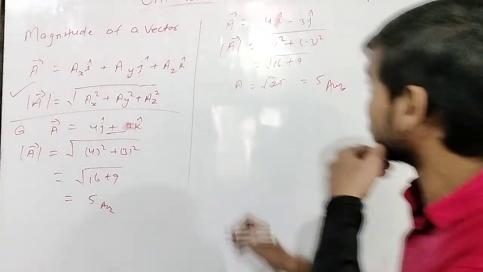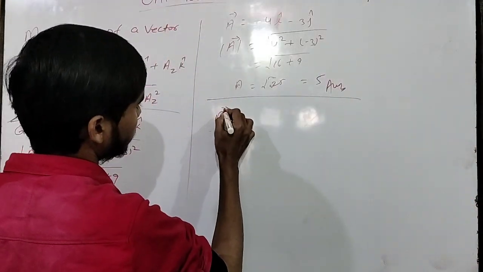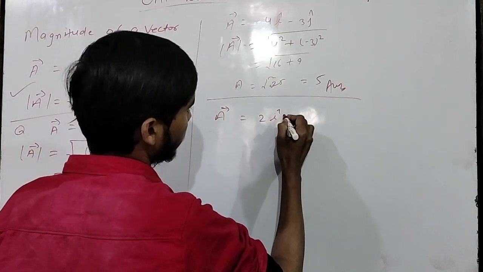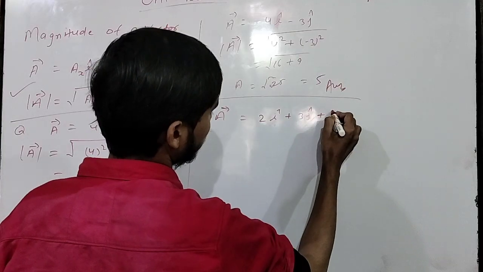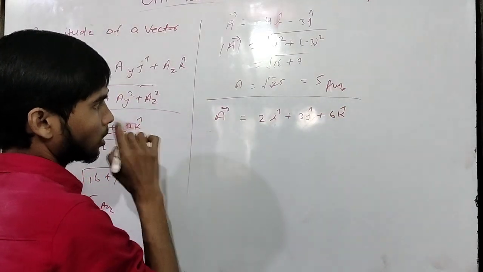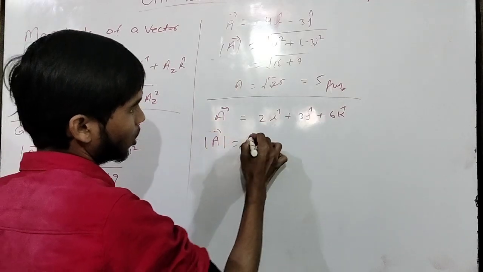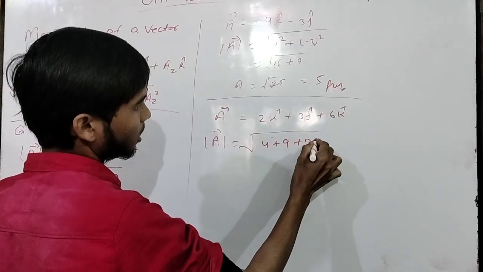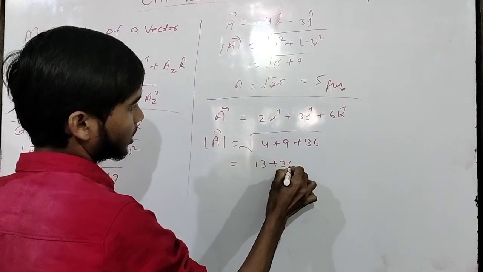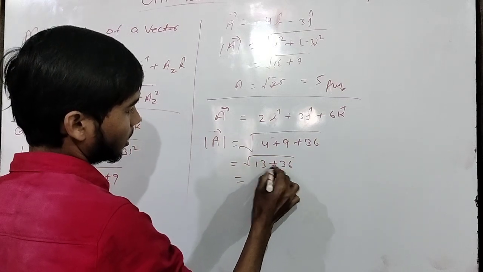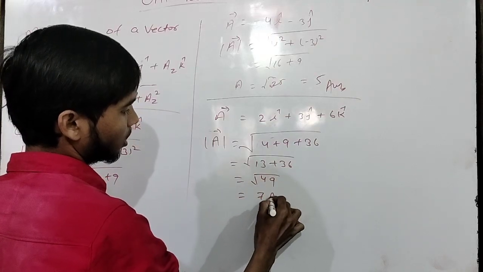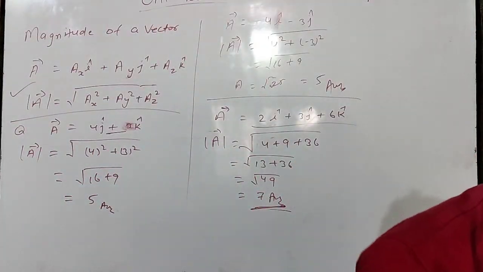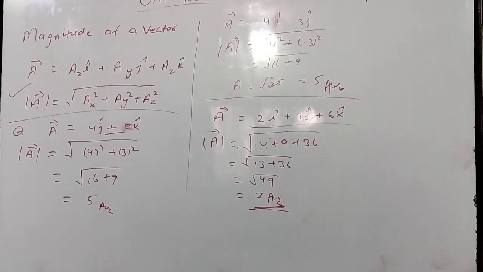Okay. Now another a cap: 2 i cap plus 3 j cap plus 6 k cap. Now the magnitude of this would be 2 square plus 3 square plus 6 square. 2 twos are 4, 3 threes are 9, 6 sixes are 36. 13 plus 36 is 49, so the root is 7. This is the magnitude of this given vector, 7. That is how you will find it.